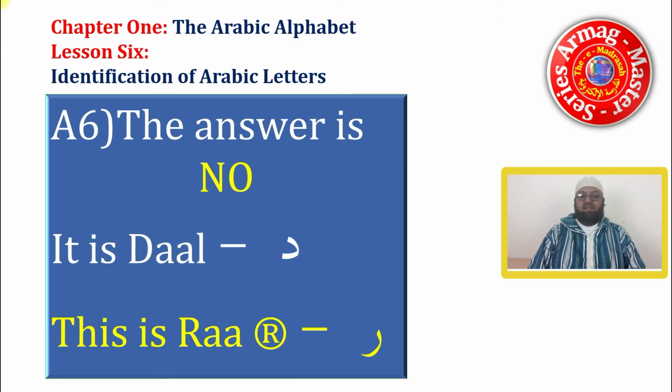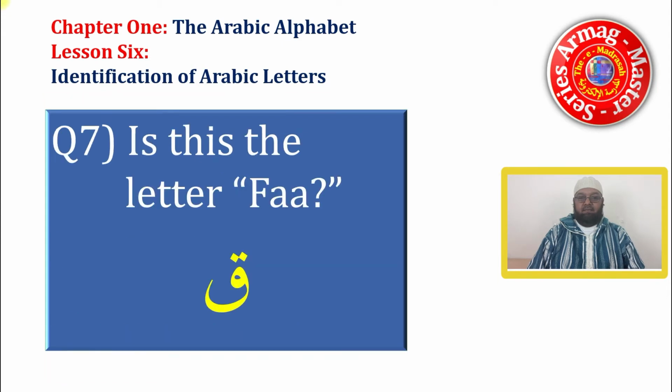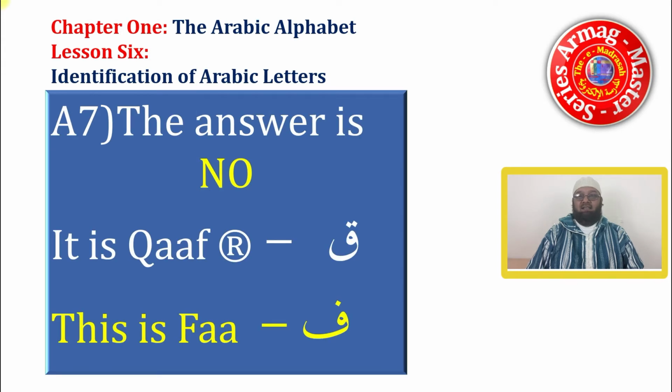Question 7, let's see what question 7 has. Is this the letter Fa? Now let's look at that and see if it's Fa. The answer for that is no. Again, that is not Fa. It is Qaf. And Fa is written like the bottom one. The yellow one is Fa. And the one we saw just now was Qaf. Question 8. Let's see what question 8 has.